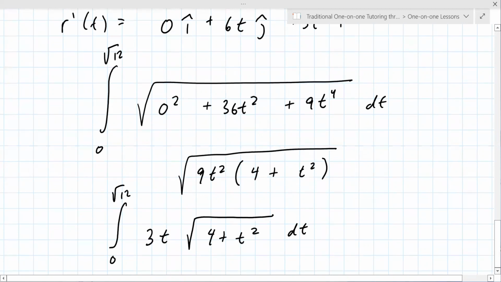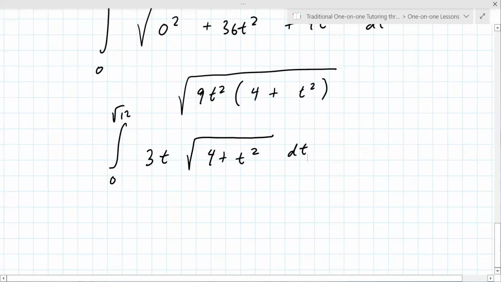Could you not take the square root of 4 plus t squared? You cannot. There's nothing to do on that one. It's like you treat it like it's in parentheses. So you need it to the power of 2 to be able to do something. Oh, okay. All right. Now this is a u substitution problem.